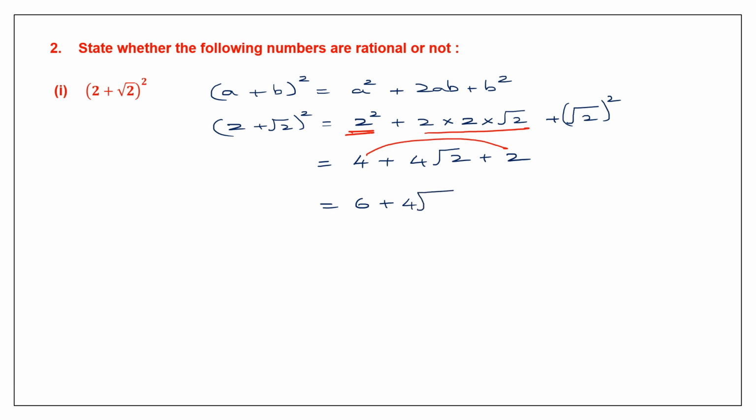4 plus 2 is 6, 6 plus 4 root 2. As you can see, we have a root 2 here. That means this whole expression is irrational. So it is not rational. So we can write our answer as not rational.